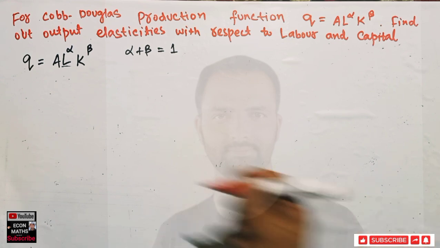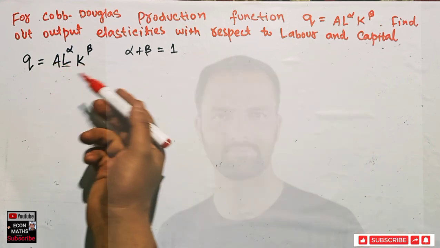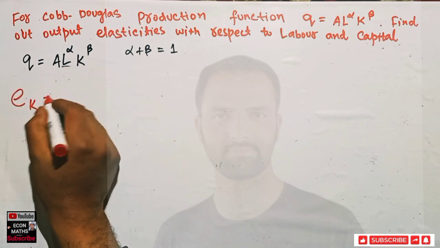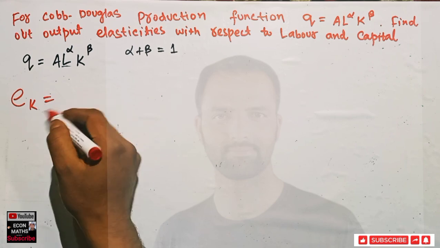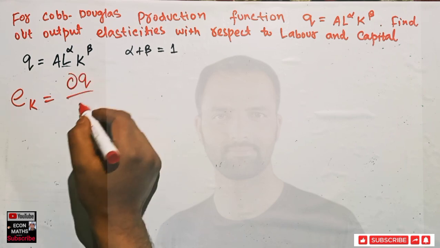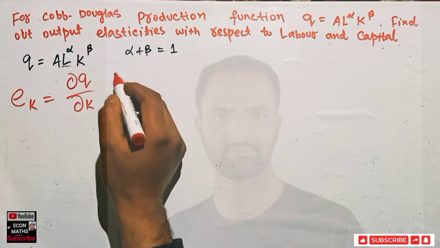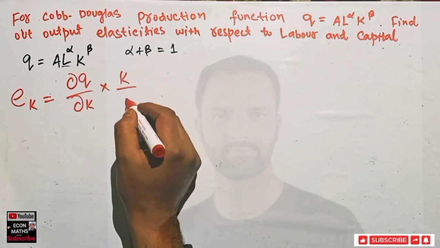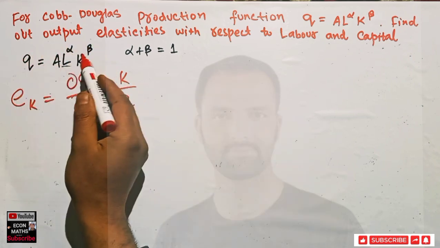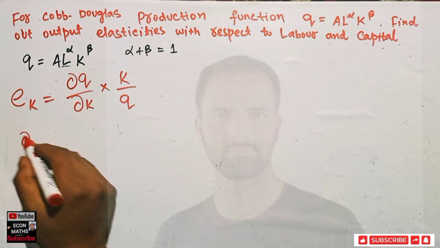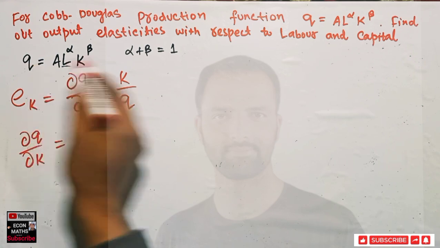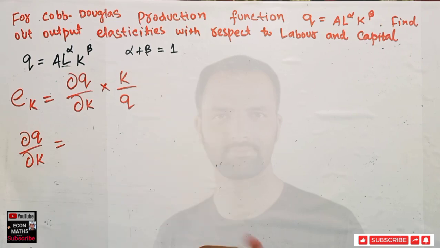Okay, so let us see what is output elasticity of capital. Same logic: output elasticity of capital is simply given by dq upon dk into k upon q. That means first we need to differentiate this very function with respect to k. That means dq upon dk, we need to find the derivative with respect to k this time.